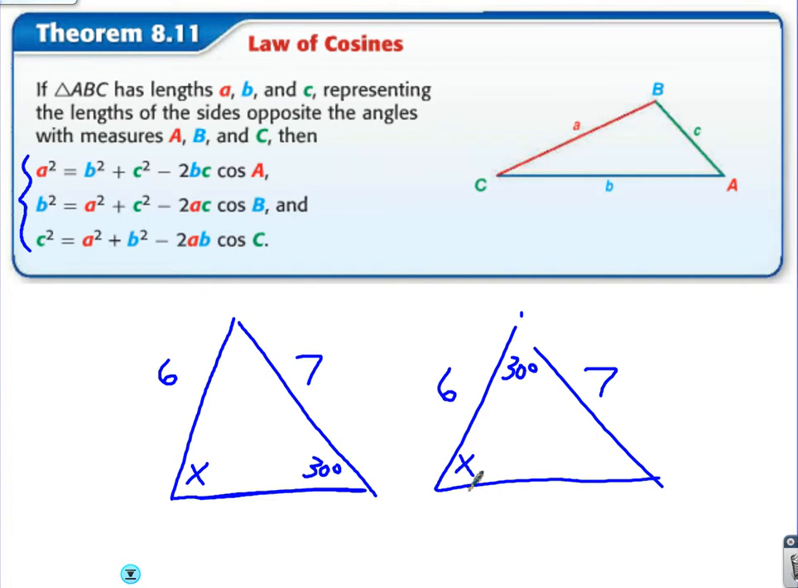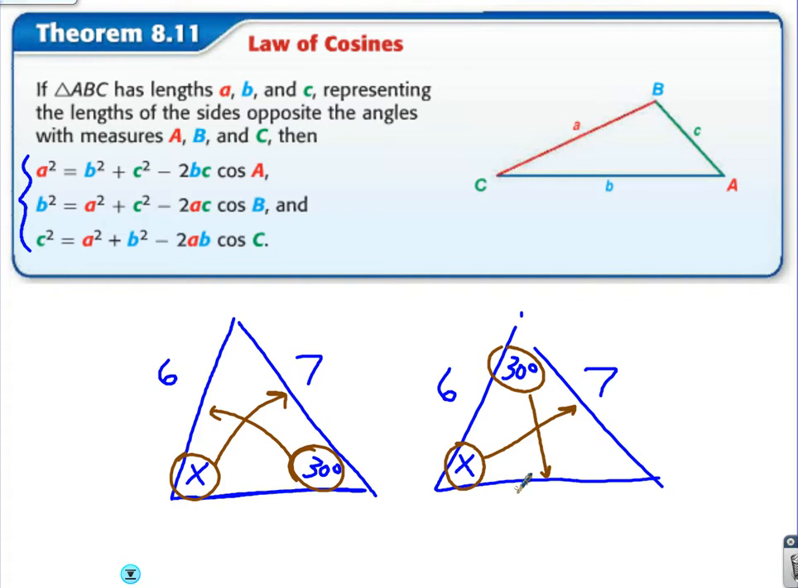Sine of x over 7 equals the sine of, hang on. You see that it's not going to work there. The law of sines states the sine of this angle over this side equals the sine of this angle over this side. It works here. The law of sines states that the sine of this angle over this side equals the sine of this angle over this side. The law of sines would not work for this problem.